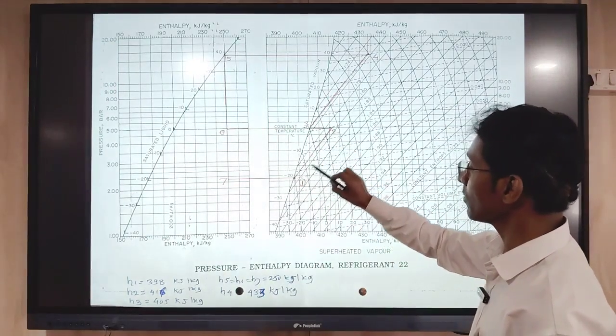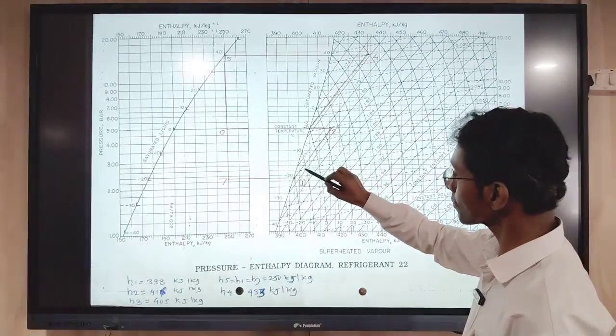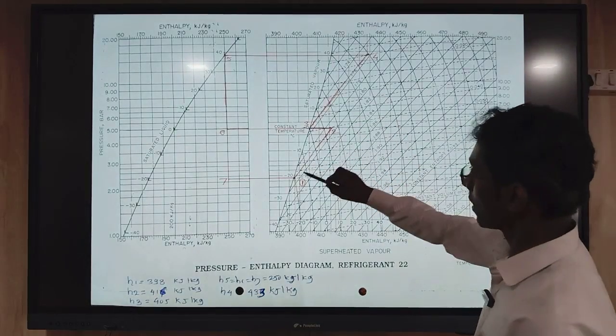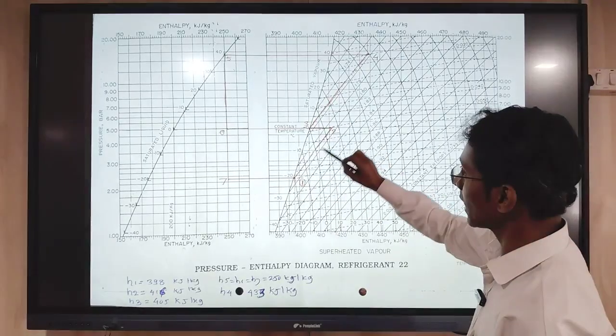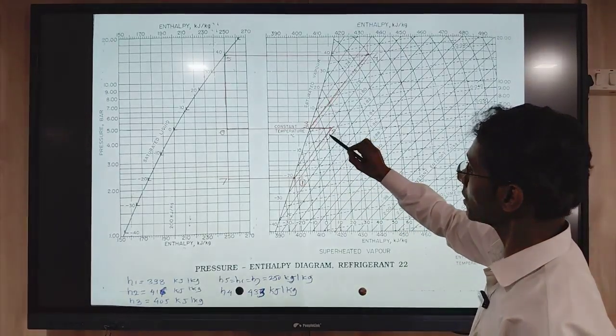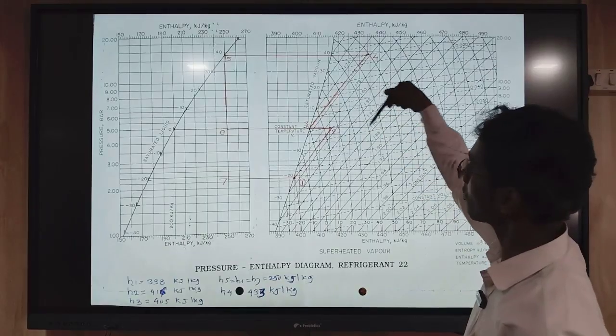Now we will follow the same process that we followed in plotting the 1-2 line. This is an isentropic process, which should be parallel to the isentropic lines.